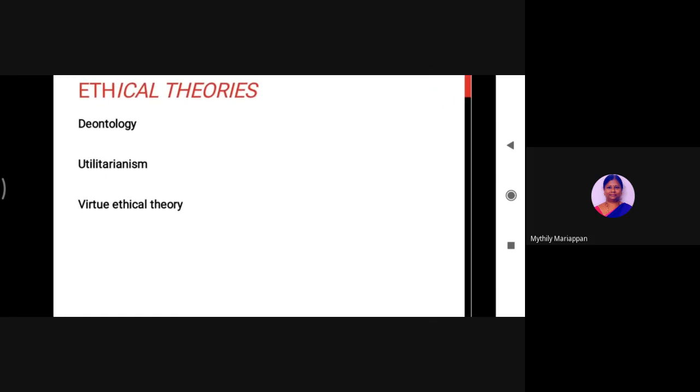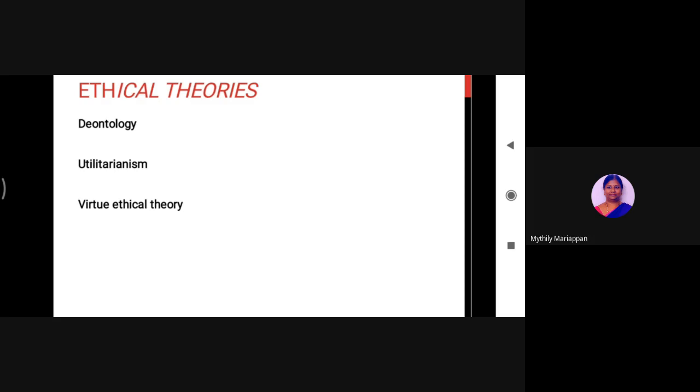Basically, we have three kinds of theories when we talk about ethics: deontology, utilitarianism, and virtue ethical theory. Now, when we are talking about deontology, it states that people should adhere to the obligations and duties that they have while making any decision. Whenever we talk about ethical theories, it emphasizes a decision rule. What is the meaning of decision rule? It is about decision making when ethics are in play.